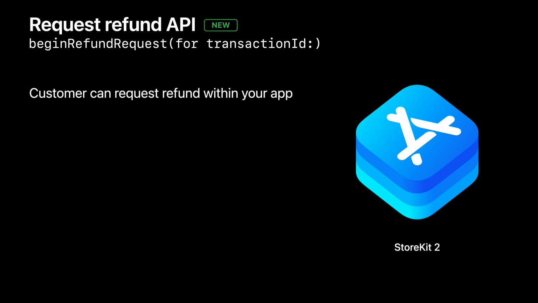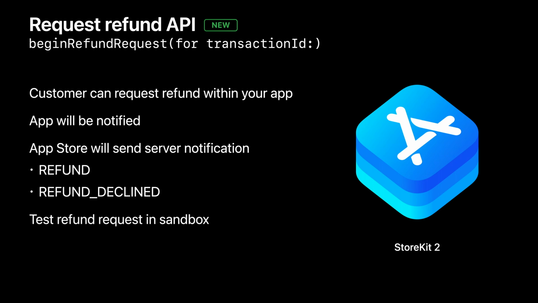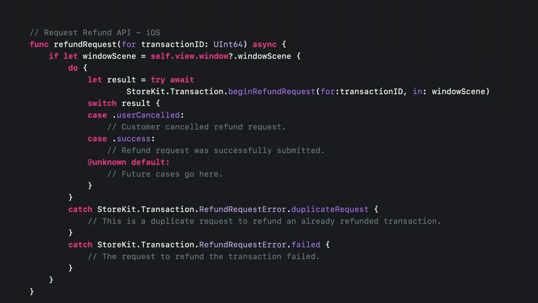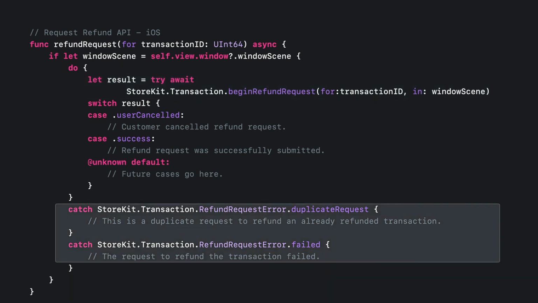And if the refund is approved, your app will be notified and your server receives a refund notification from the App Store. Or if the refund is denied, your server receives a new refund declined notification. And for the first time using this API, you can now initiate and test refunds in Sandbox right within the app. To implement this API, you simply call the Begin Refund Request method with the transaction ID for that purchase. And after the request is submitted, you can handle errors using the do-catch statement.